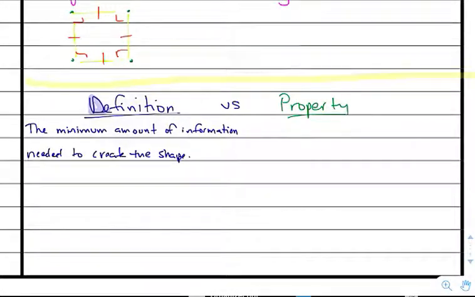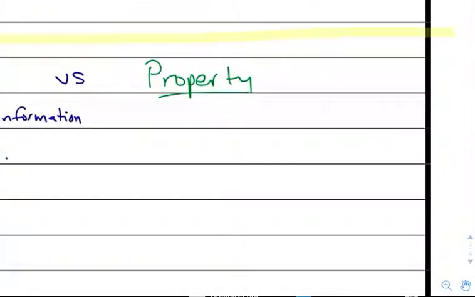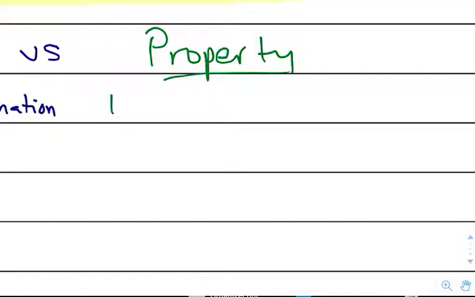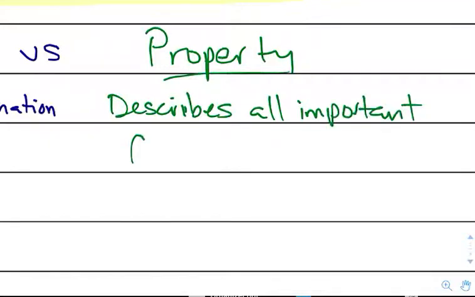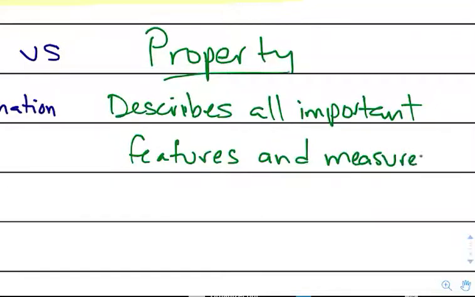Now, when you talk about properties, we're in a whole different ball game. When you think about the property of a shape, this describes all important features. I guess we can also probably throw in measurement. Okay. Now, what that doesn't mean is just any old thing that a quadrilateral has, like, hey, I wonder how far it is from here to here. That's not what I'm talking about at all. I'm still talking about things that differentiate, but these things are not necessarily unique.